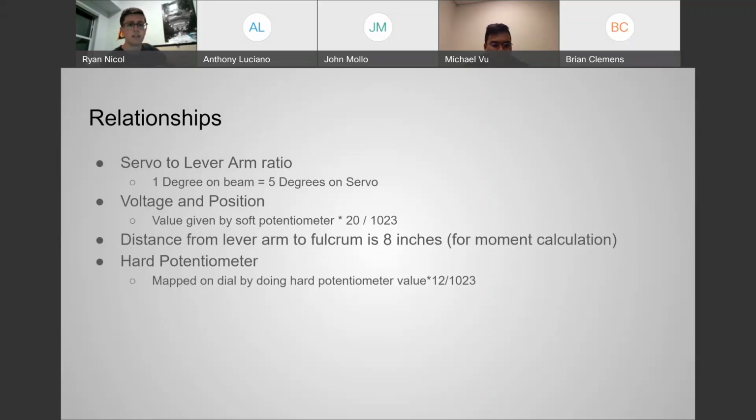And we also need to map our hard potentiometer, and that one is a linear conversion where we just multiply the value given to us from the hard potentiometer, which is again a value between 0 and 1023. We're going to multiply that by 12 and then divide by 1023 in order to give us a value between 0 and 12, which will correspond to our values on our laser cut dial.